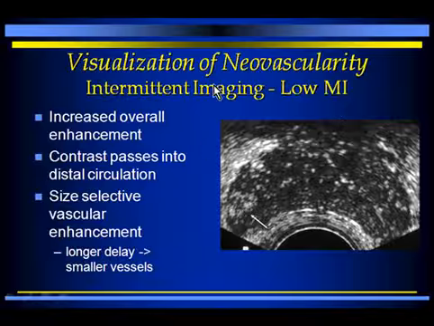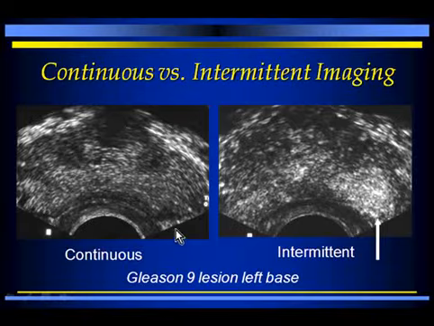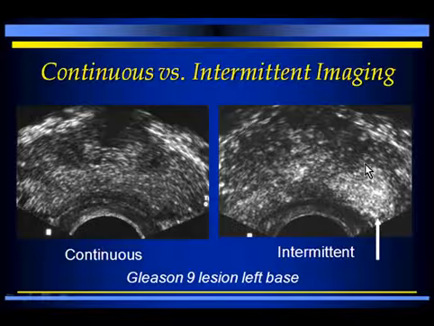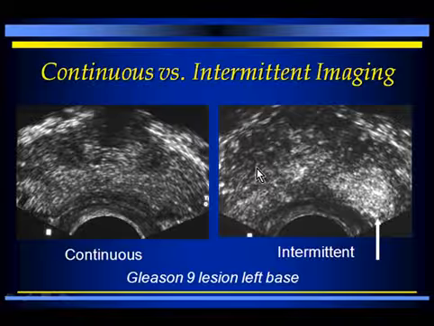Turns out that as you do intermittent imaging, the longer your delay between the scans, the more you're allowing contrast to get into smaller vessels. So you have somewhat of a size-selective type of vascular imaging of the distal circulation. But here is an example of the distinction between continuous imaging of contrast, where you're only seeing it in the large vessels and nothing in the prostate, and intermittent imaging of the same patient, where with a 3 or 4 second interscan delay, you're now seeing an area which is very brightly enhancing, and this turns out to be a Gleason 9 lesion in the left base of the prostate.